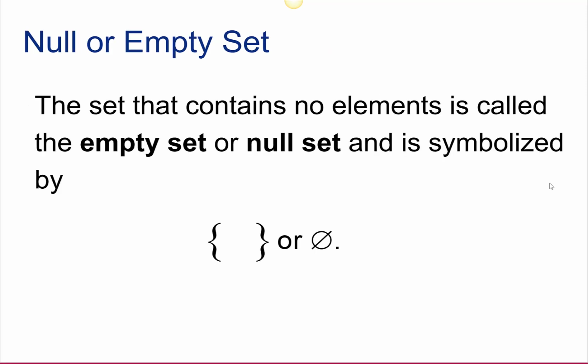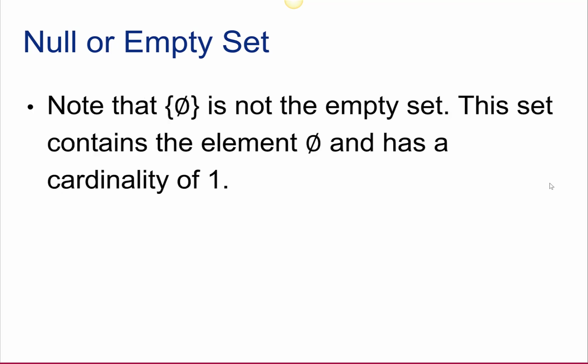The null or the empty set is a set that contains no elements, and we can use two different symbols. We can use the braces with nothing in between them, or a special symbol there which looks like an O with a line through it, which is the null set symbol.